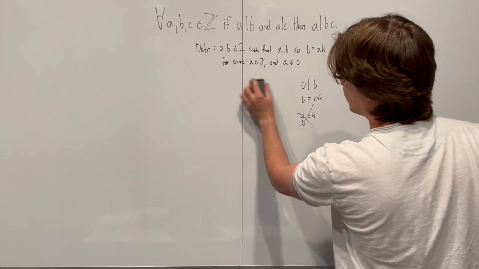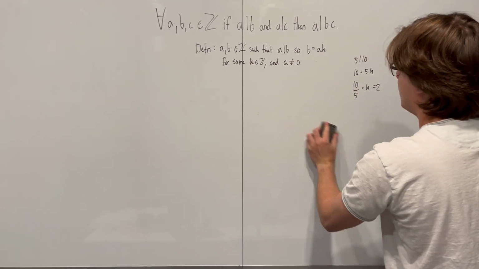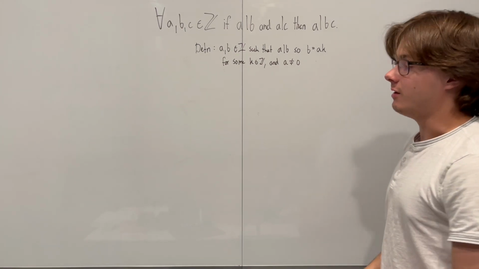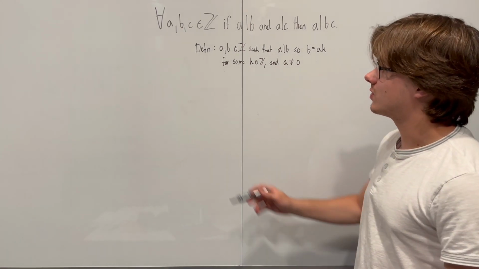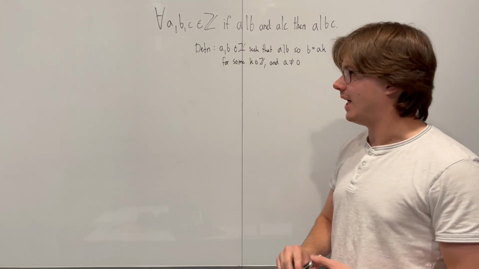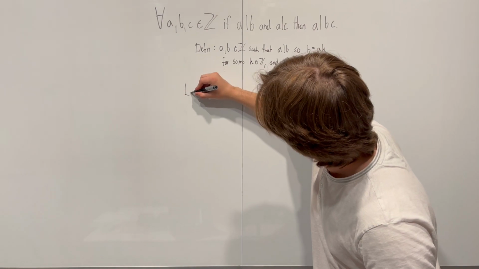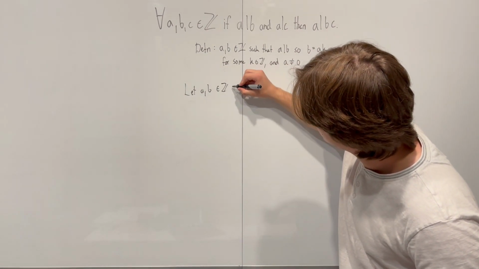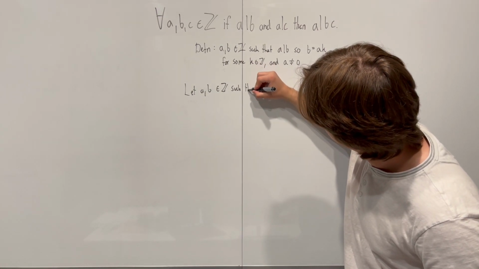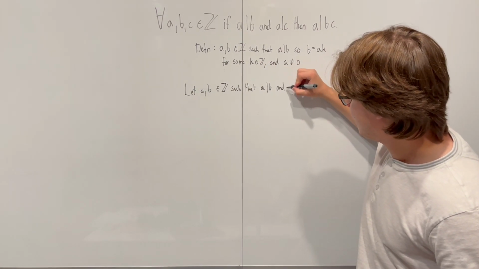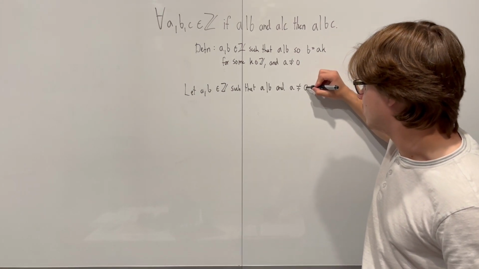That's why it's so important to add this final statement here that what's on the left cannot be equal to 0. Okay, now we can start writing our actual proof. So this is a for all proof. How do we start our for all proofs? Well, you start with the word let. We say let a and b be integers such that a divides b and a is not equal to 0.